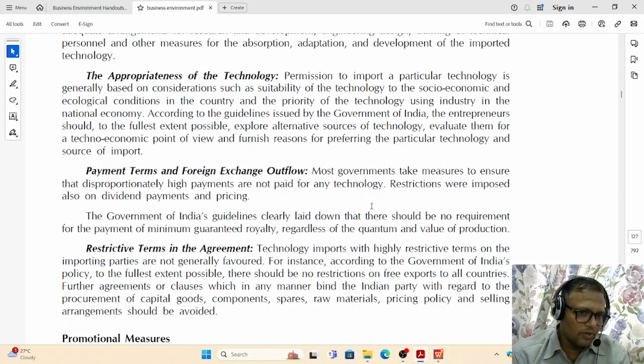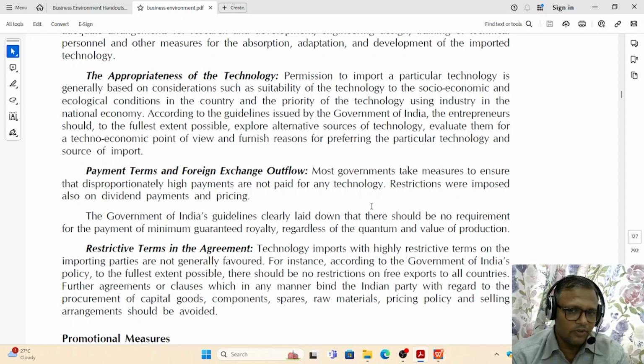Next is restrictive terms in the agreement. Technology imports with highly restrictive terms on the importing parties are not generally favored. For instance, according to the Government of India policy, to the fullest extent possible, there should be no restriction on the free export to all countries. Further, agreements or clauses which work in a phased manner, and the Indian party with regard to the procurement of the capital goods, components, spares, raw materials, pricing policy and selling arrangements should be avoided.